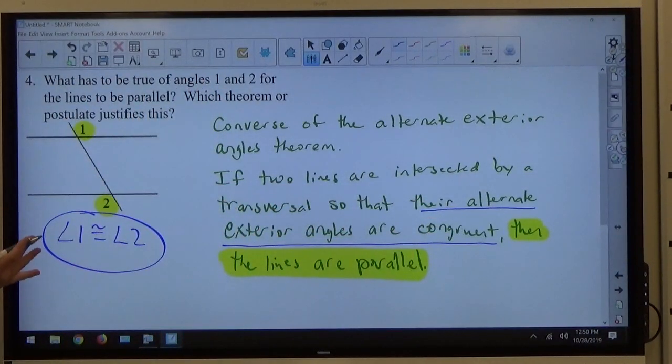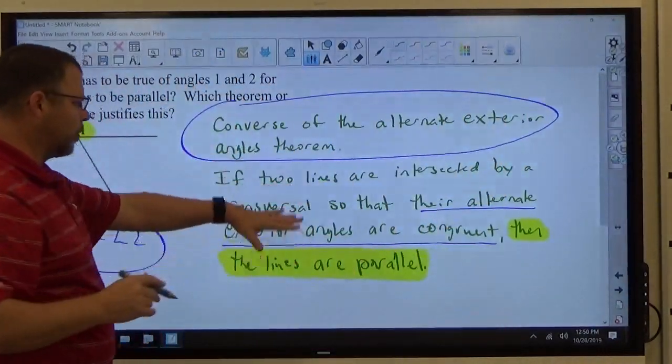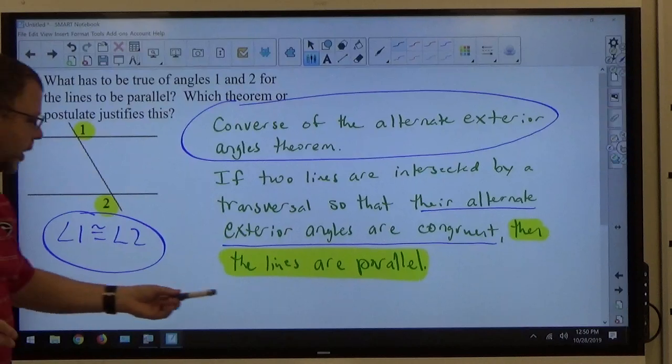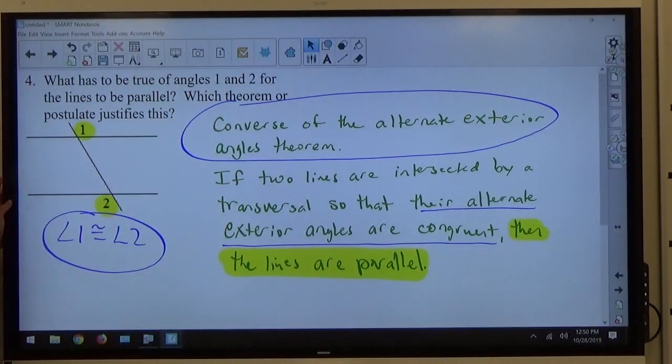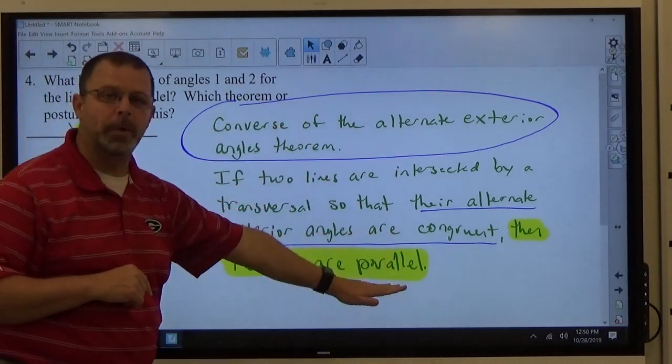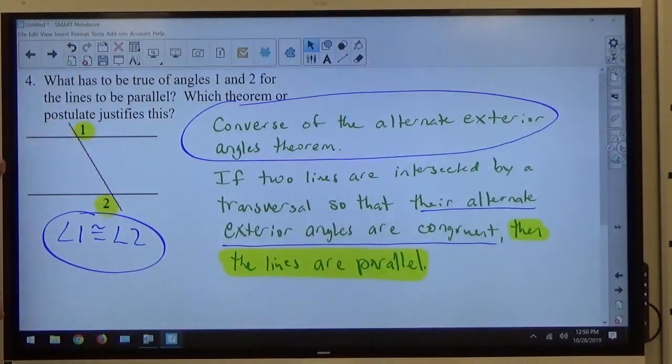And what's the theorem or postulate that justifies it? We write down the name of the theorem. You don't have to write down all the words, but I just wanted those words to be there so you could read them. But again, your postulate theorem sheet is going to be available to you. It's not good enough to say the alternate exterior angle theorem. It has to be the converse, because the converse states, if this is true, we can conclude parallel. The alternate exterior angle theorem starts off with parallel lines, which we don't have in this case. So be careful that you identify the difference between the original theorem and the converses of those theorems.